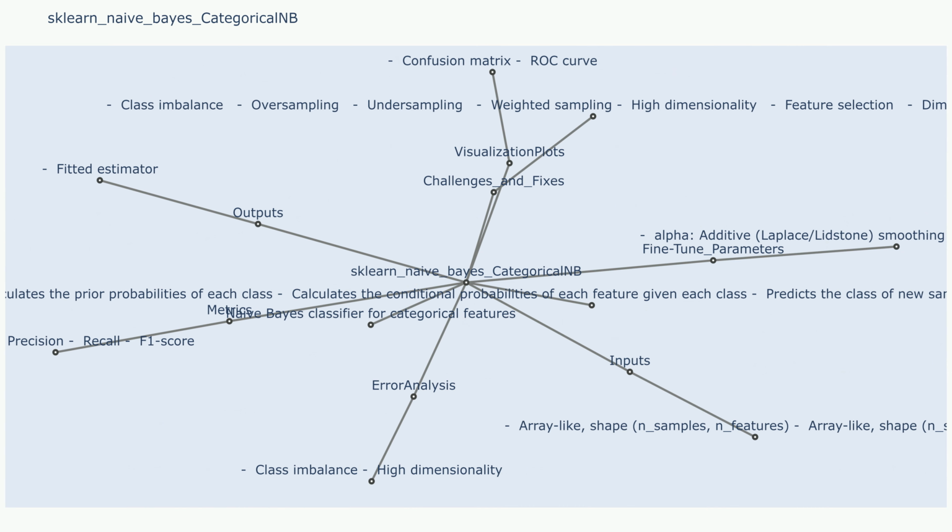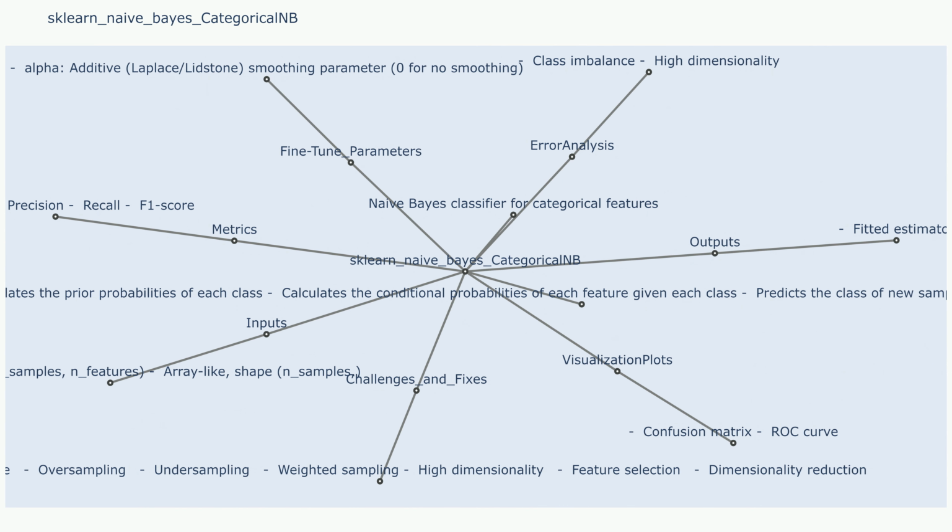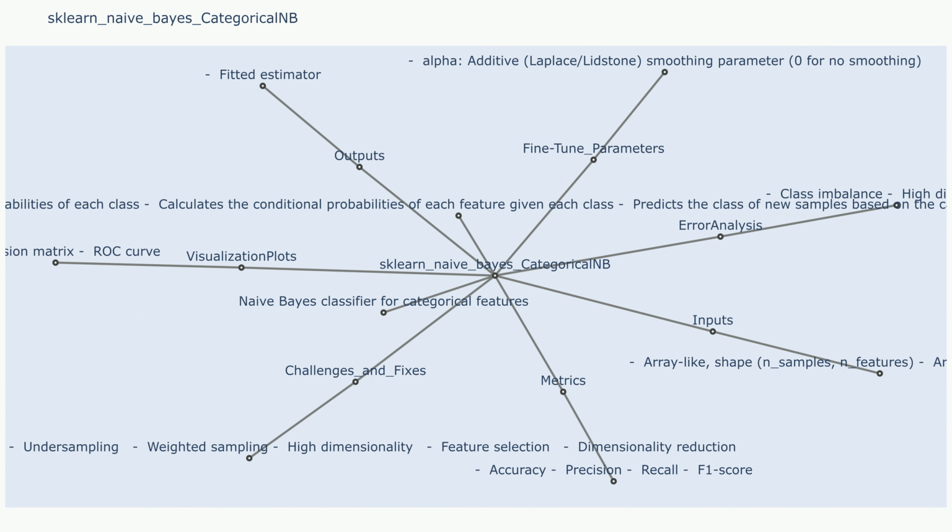Fixes: explore using more sophisticated algorithms like Bayesian networks or decision trees that can handle feature dependencies. Perform feature selection to remove redundant or correlated features before training a categorical NB model.